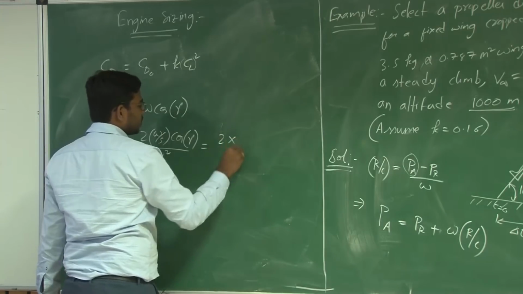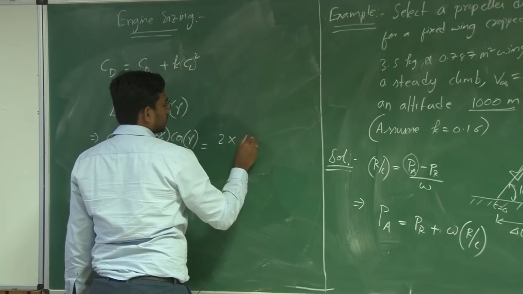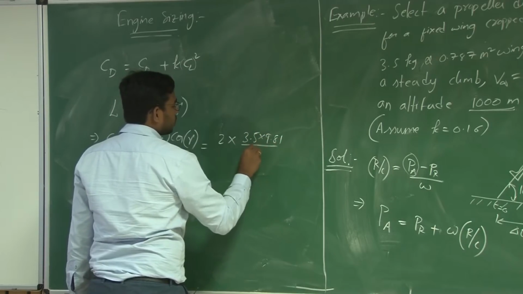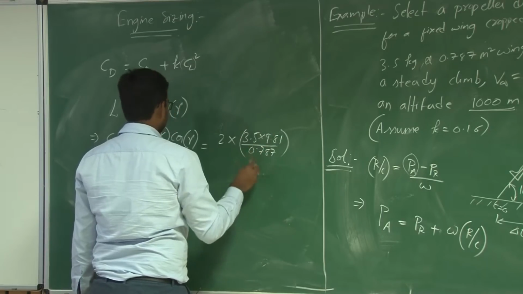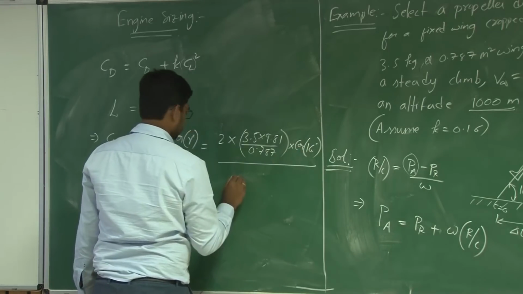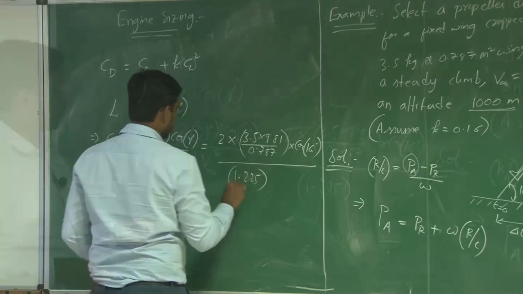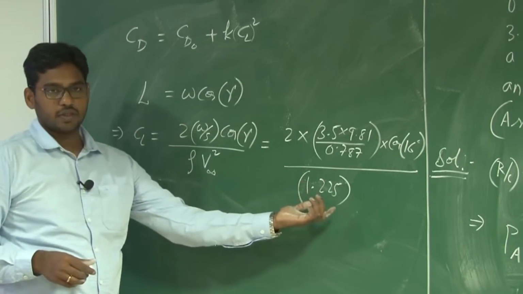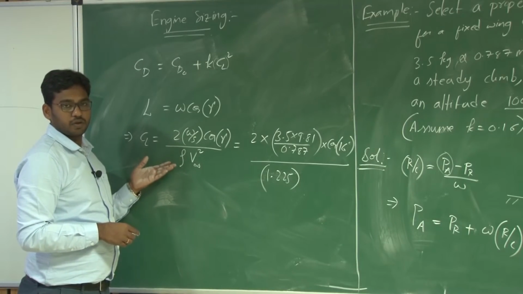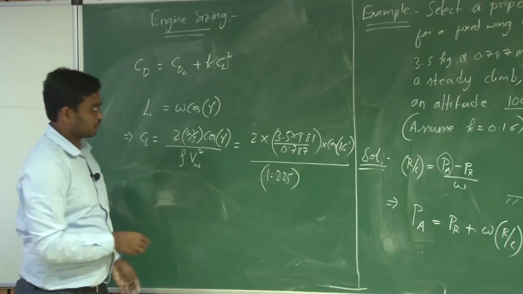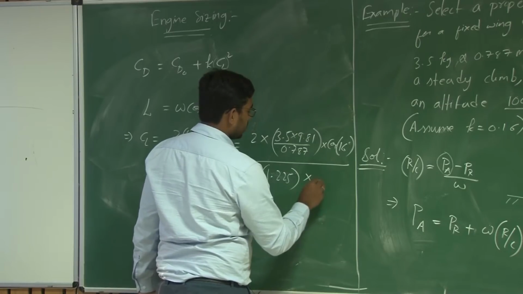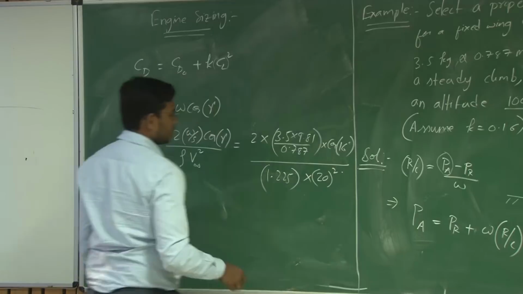This implies this is 2 into W by S, where W is 3.5 into 9.81 divided by 0.787, so wing loading, into cos of 16 degrees divided by 1.225. It's an assumption that we are taking. So this density 1.225 is an assumption here. Else you can also take an average value, which is the mean of density at 1 kilometer and sea level density, right? So into V infinity square. What is V infinity square here? It's 20 meters per second, 20 square.